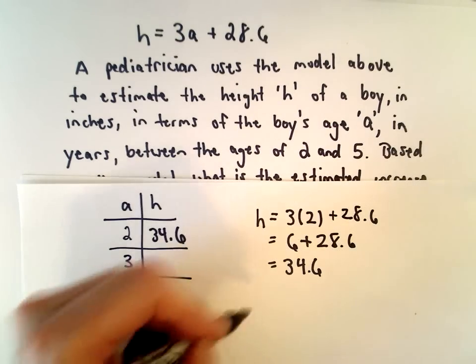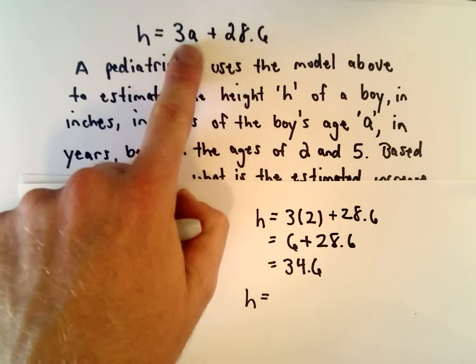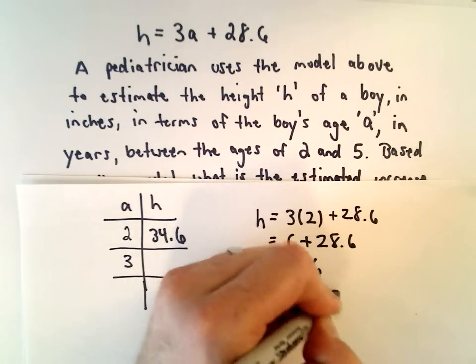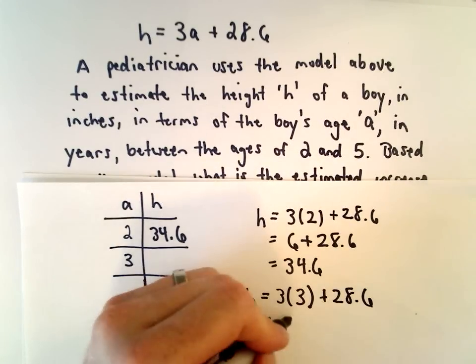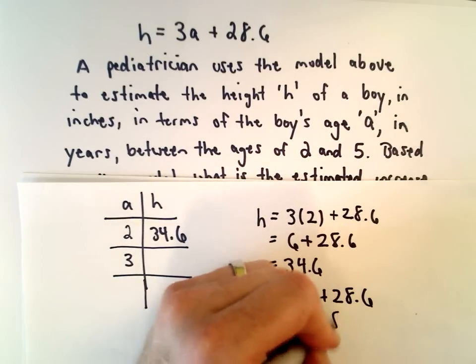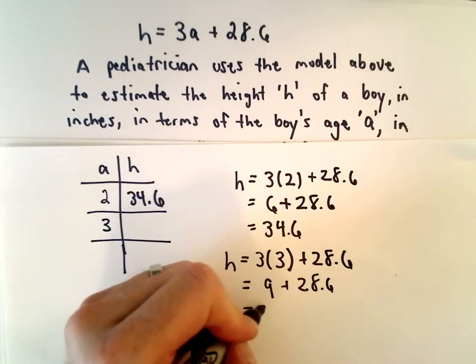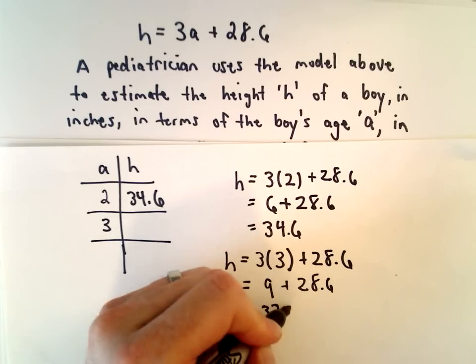So 1 year later, that's when a equals 3. Again, I'm just going to put that into my formula. I'll have 3 multiplied by 3 plus 28.6. Well, 3 multiplied by 3 is 9, plus 28.6. 9 plus 28.6 is going to give us 37.6.